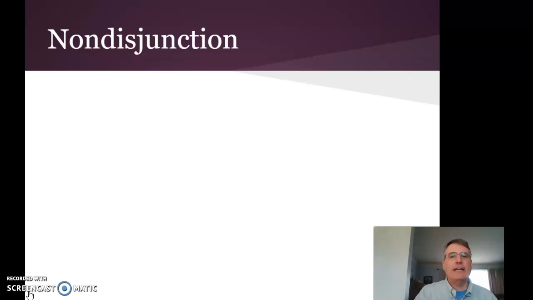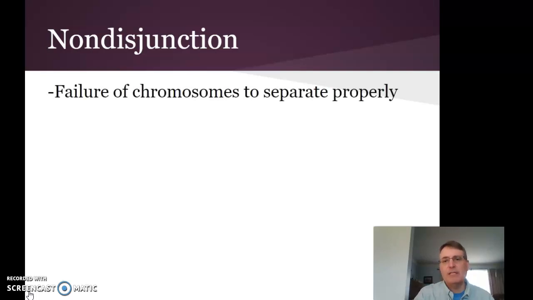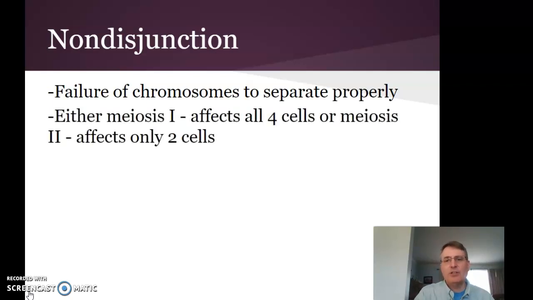There is something that can happen with these karyotypes, and the reason that we look at them is because of a thing called nondisjunction. This is a problem in anaphase of meiosis, where the chromosomes just don't separate properly. It can happen in either meiosis 1 or meiosis 2, and it will be in anaphase in both meioses. If it's in meiosis 1, all 4 cells will be affected, and meiosis 2 would only affect 2 cells.